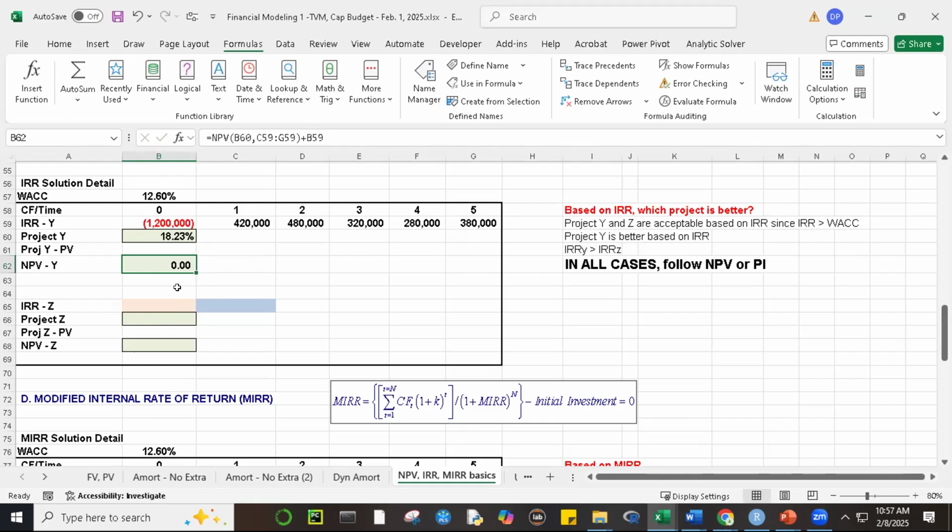Which is correct. So theoretically, the IRR is that discount rate where the net present value is equal to 0. The IRR is that discount rate where the net present value is equal to 0. And by the way, what's the decision rule for IRR? This is 18.23%.